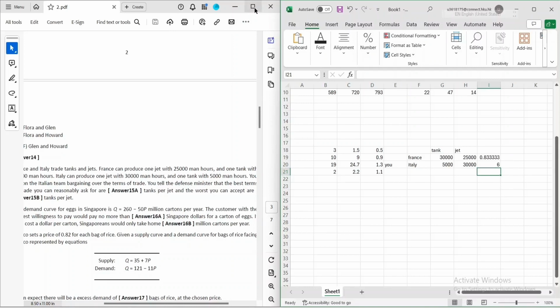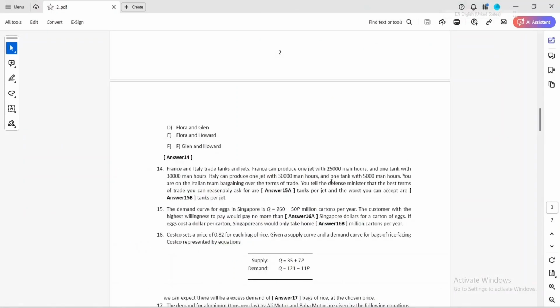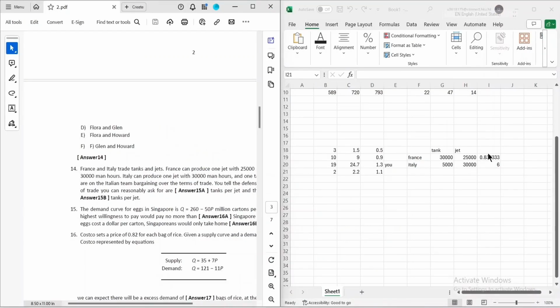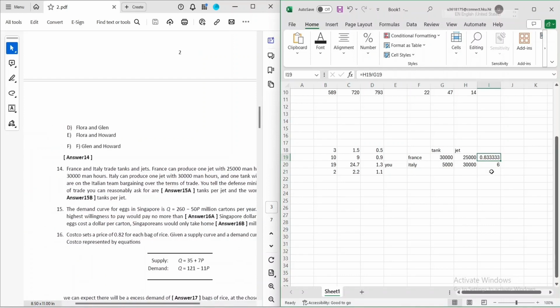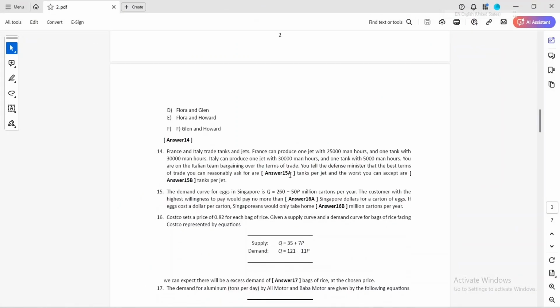All right, so you tell the defense minister that the best terms of trade you can reasonably ask for is 0.83 tanks per jet, and the worst you can accept is 6. Okay, if they ask more than 6, then you simply deny that. You cannot give them more than 6 tanks per jet. So that's the answer.